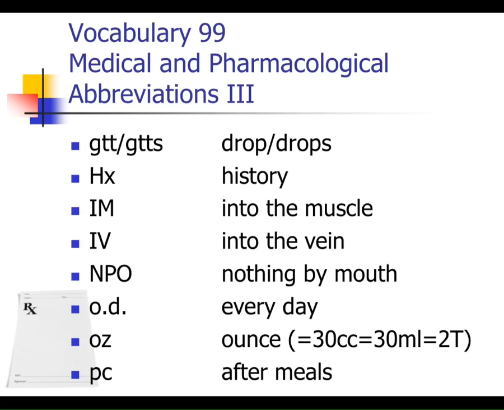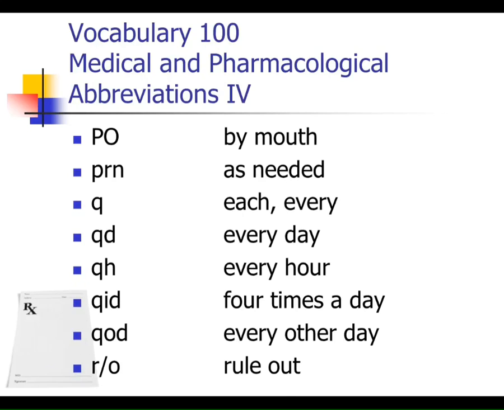OD, every day. We all know OZ is an ounce, but an ounce is also equivalent to 30 cc's, or 30 milliliters, which is equivalent to 2 tablespoons, big T. PC would be after meals. You'll also see it with food. So PC after meals, assuming you got food in your stomach, you can add there with food.